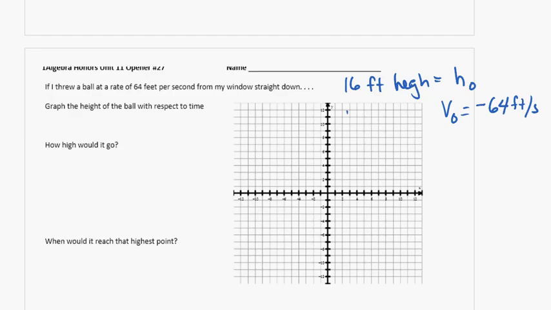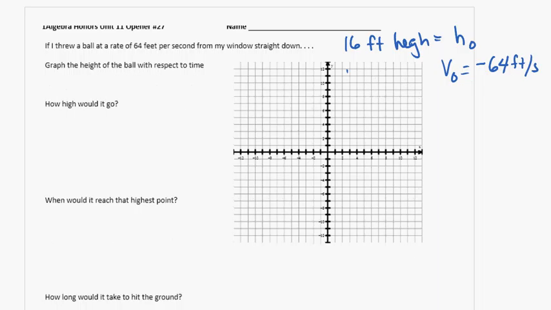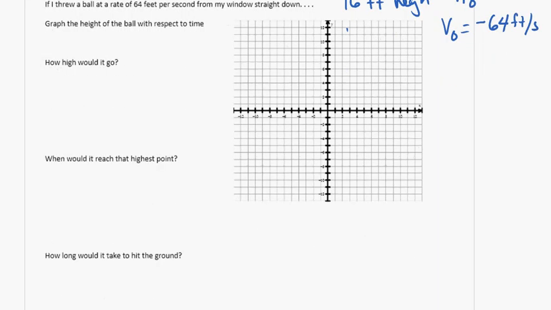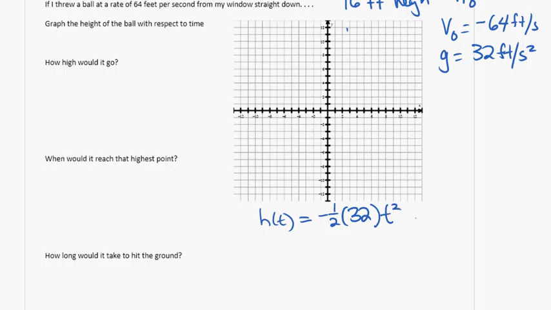So graph the height of the ball with respect to time. Well, let me get an equation first and see if we can graph it. I know I'm in feet, so g is 32 feet per second squared, and that's enough to get an equation. So h of t is equal to negative 1/2 times my gravity constant times t squared, plus my initial velocity, which is negative 64, so minus 64t, plus my initial height.